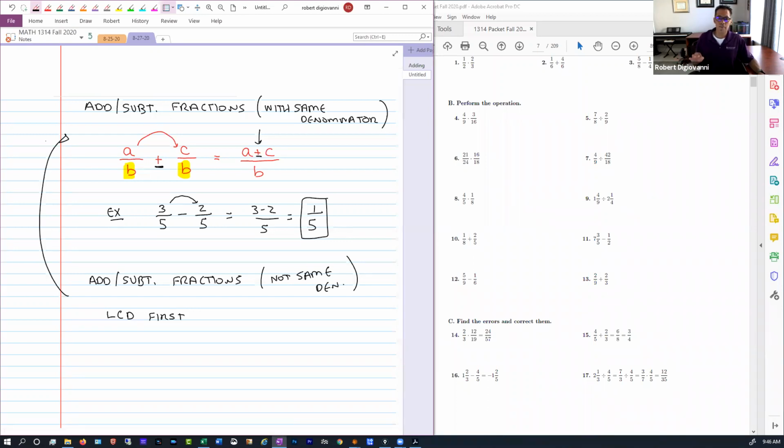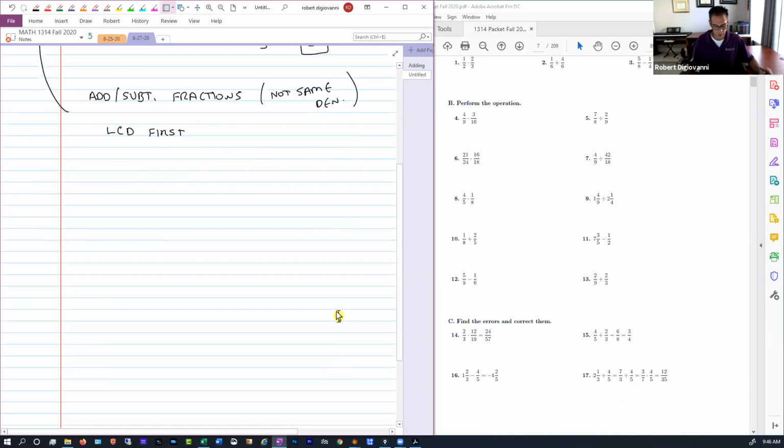I'm going to do another example with different denominators because that's the harder one to do. And let's just look at our problems from here. I'll just do this one right here, number 10. So we have 1/8 plus 2/5. All right, so we have to recognize that we're adding fractions together. We need to see, do we have the same denominator? Which we don't, right? 8 and 5.